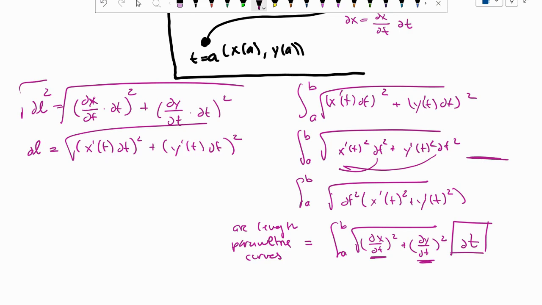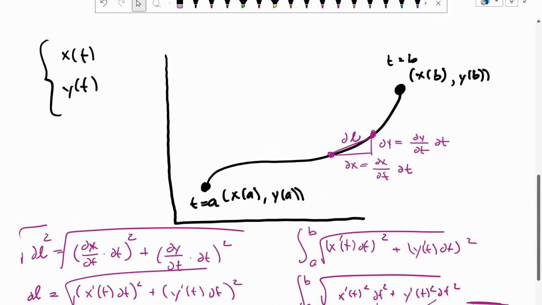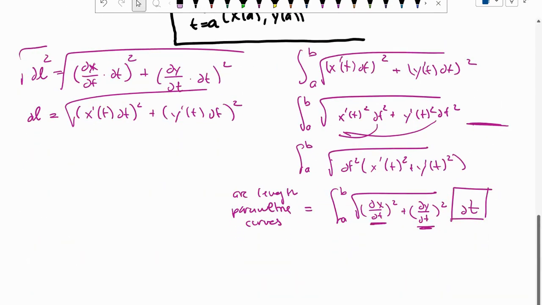This symbolizes the accumulation of each of these little dl's, these infinitesimally small dl's, to find the arc length with respect to the defining variable, which is t.